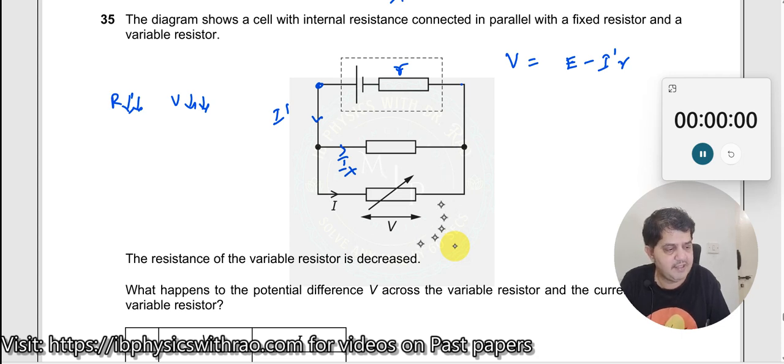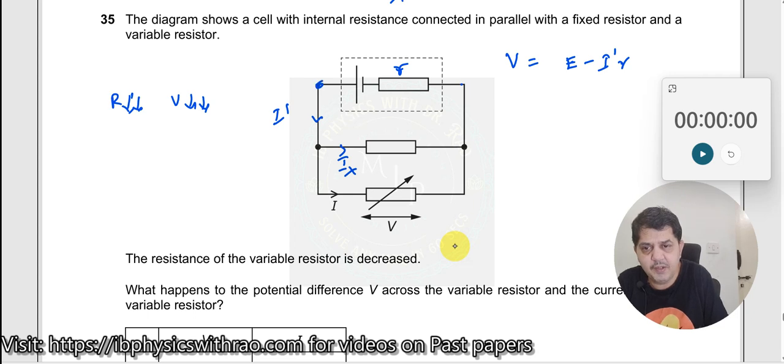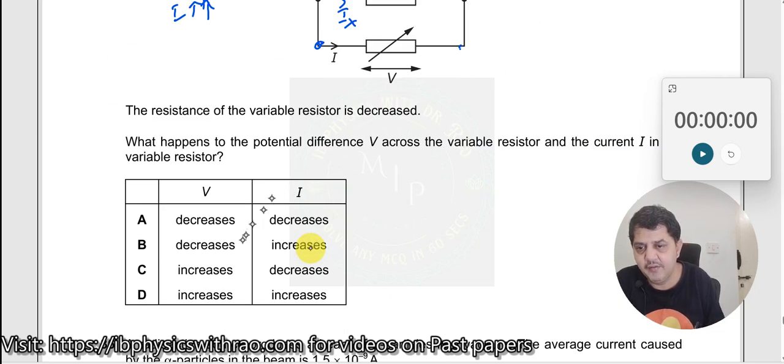If potential decreases over here, you know the potential that you measure here and the potential difference that you measure here should be the same. So what will happen? If R decreases, V will decrease. So I will increase, so that the terminal potential difference remains the same over here. Therefore the value of I will increase, and thus the answer should be V decreases and I increases.